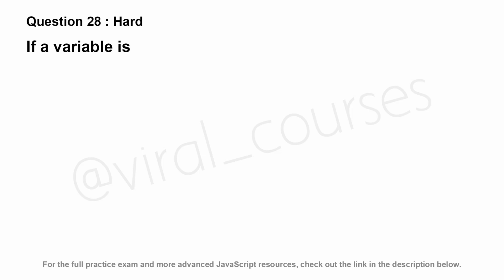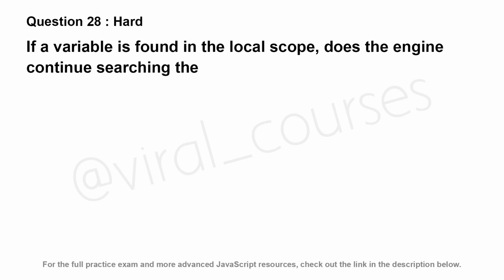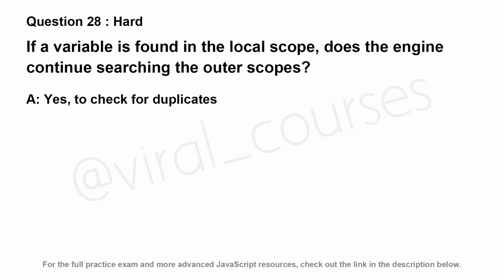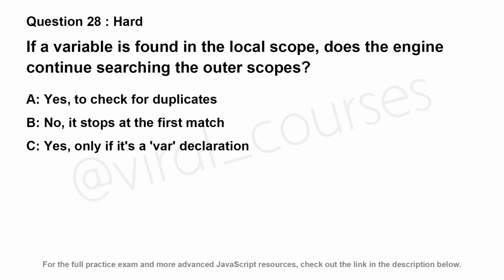If a variable is found in the local scope, does the engine continue searching the outer scopes? Option A. Yes. To check for duplicates. Option B. No. It stops at the first match. Option C. Yes. Only if it's a var declaration. Option D. Only if use strict is enabled.